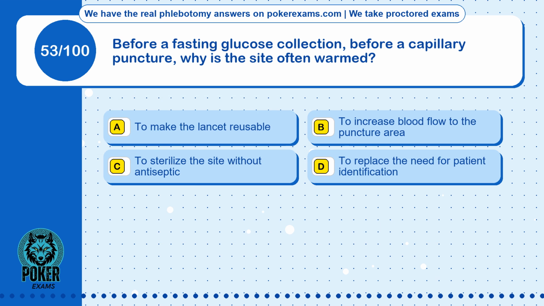Question 53. Before a fasting glucose collection, before a capillary puncture, why is the site often warmed? Option A. To make the lancet reusable. Option B. To increase blood flow to the puncture area. Option C. To sterilize the site without antiseptic. Option D. To replace the need for patient identification.